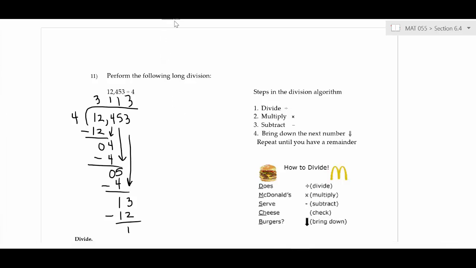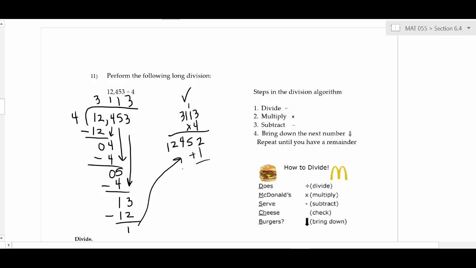A couple of things I want to remind you of: first of all, how would you check to see if this answer is right? You do the answer times 4, right? And if you do that, that would be 12. That would be 5, 4, 12, like that. Then what do you do with the remainder? You add it on. Okay, so that would give 12,453. When we do algebra, you're going to do the same thing. You're going to check that way.